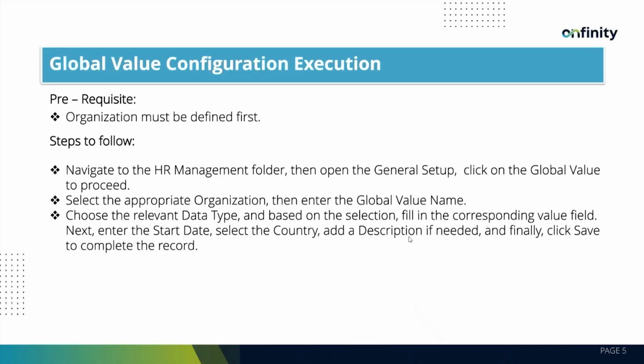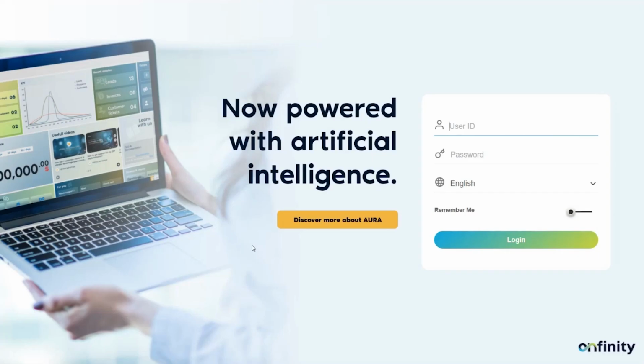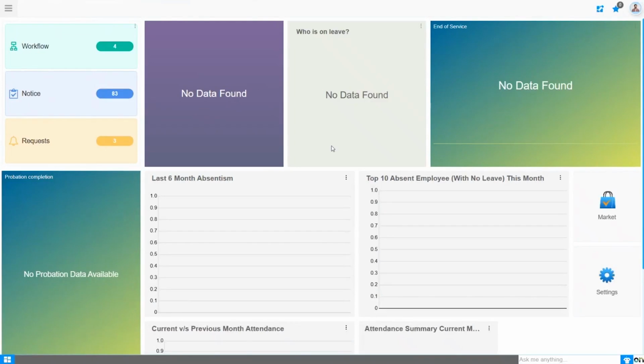Now, let's switch to the system and walk through each step to understand the configuration in action. To start the configuration session, you will see the login screen. You will enter your username and password, and then click on the Login button. Upon successful login, the home screen will appear with some useful default widgets and charts. Let's walk through the global value setup in the system.